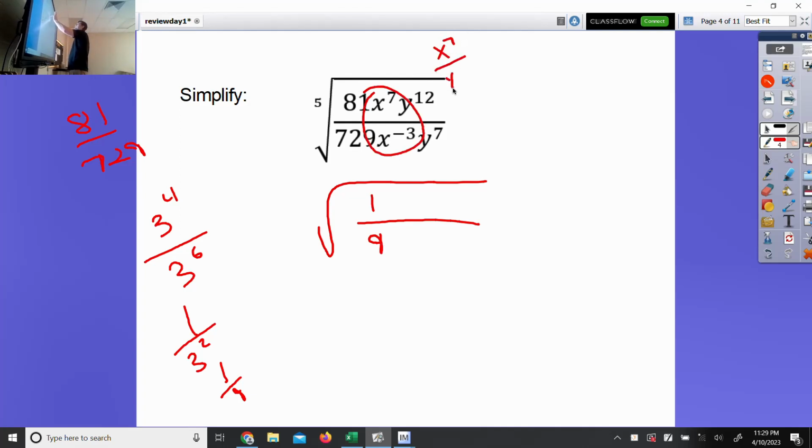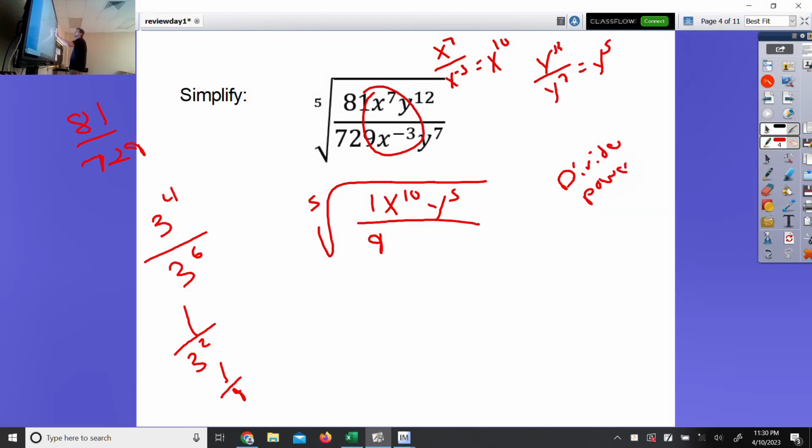X to the 7th over x to the negative 3 is x to the 10th. Y to the 12th over y to the 7th is y to the 5th. This is a 5th root we were taking. Now, I told you this a long time ago. All you had to do was divide the power by the root. So 5 goes into 10 twice. There's an x squared out front. 5 goes into 5 once. There's a y out front. And what you're left with is nothing you can do anything with.